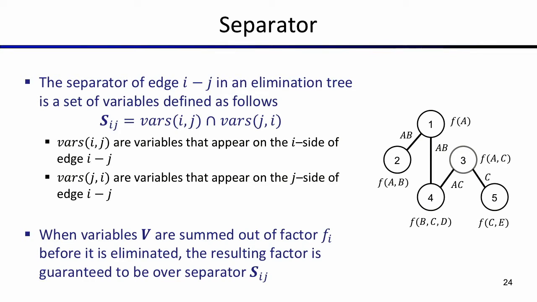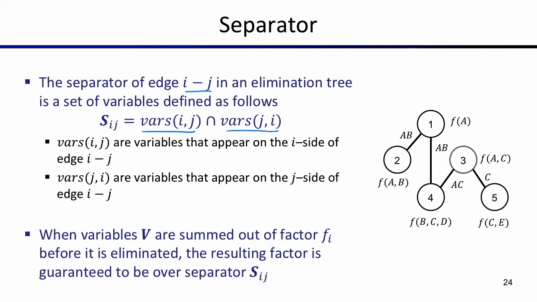So a separator is defined over edges. If I have one edge ij, I will define the separator for an elimination tree as a set of variables, and this set of variables is the intersection between the variables that occur in factors on one side of the edge and the other side of the edge.